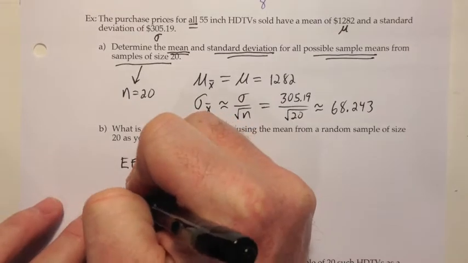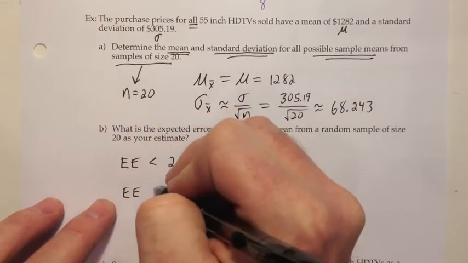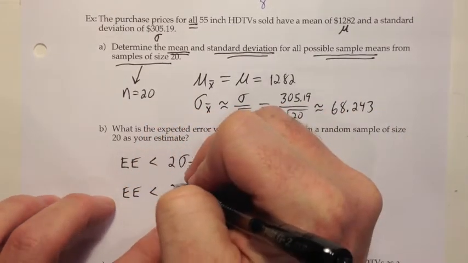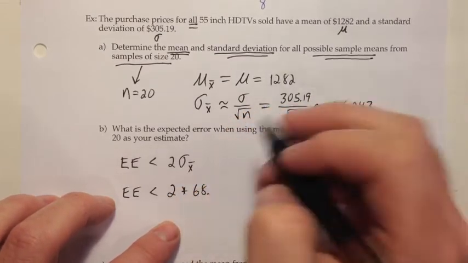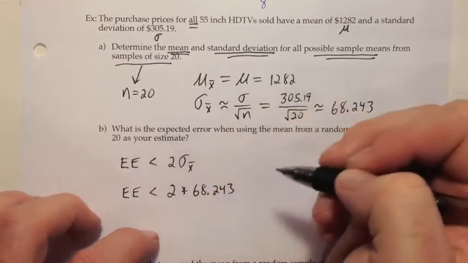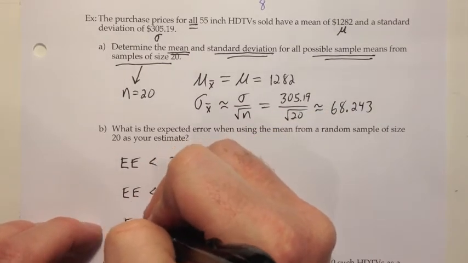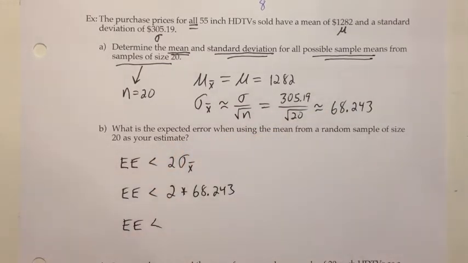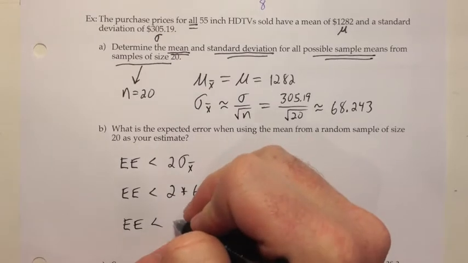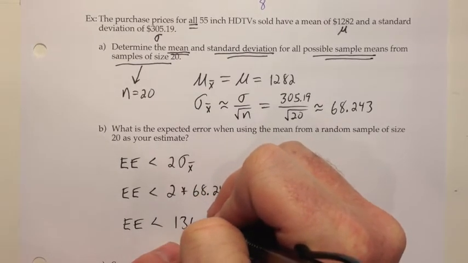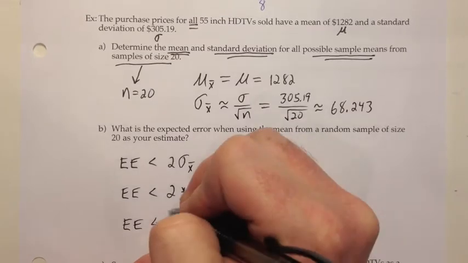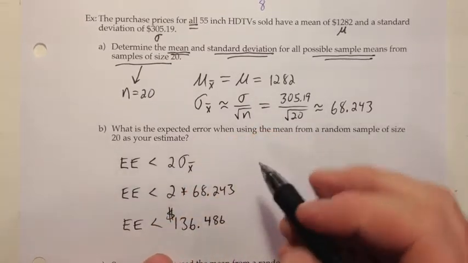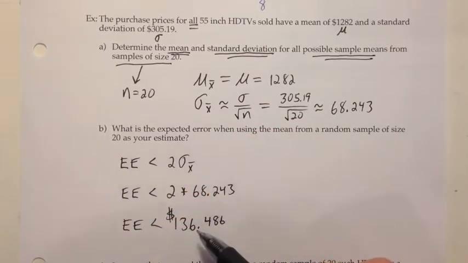So the expected error that I'd expect if I were to do such an estimate would be less than 2 times 68.243. And if I do the doubling there, I get that the amount of error I expect to get is less than 136.486. And that would actually be money. Again, kind of weird to have the third decimal, but I'm just doubling what I have here.